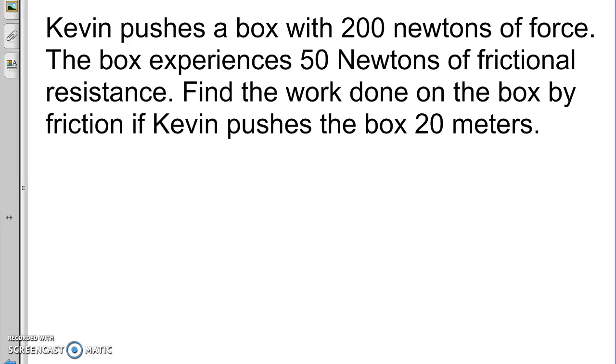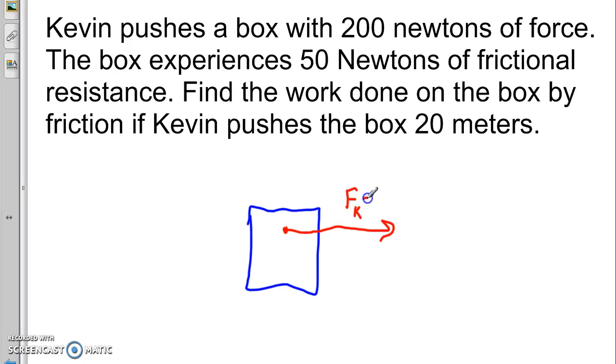All right, so I'm going to draw a vector diagram here, a force diagram. We have this box. Now Kevin's going to push the box with 200 newtons of force, so I'm going to draw every one of my forces on here. So this is Kevin pushing. I'll say this is Fk for Kevin, and this is 200 newtons.